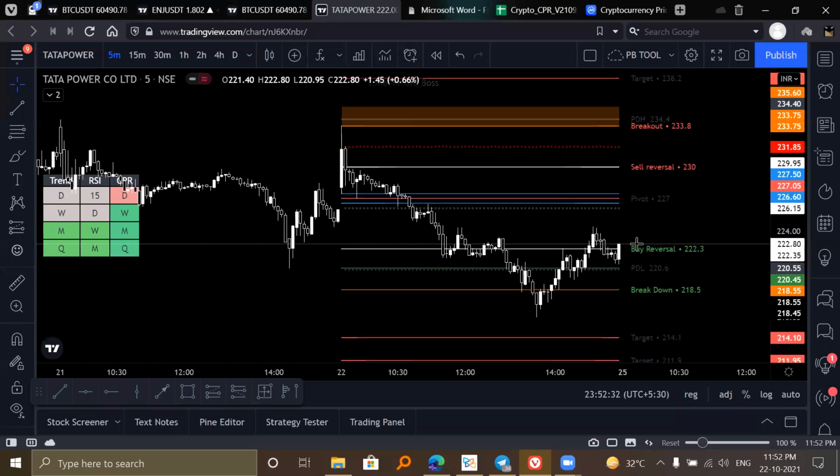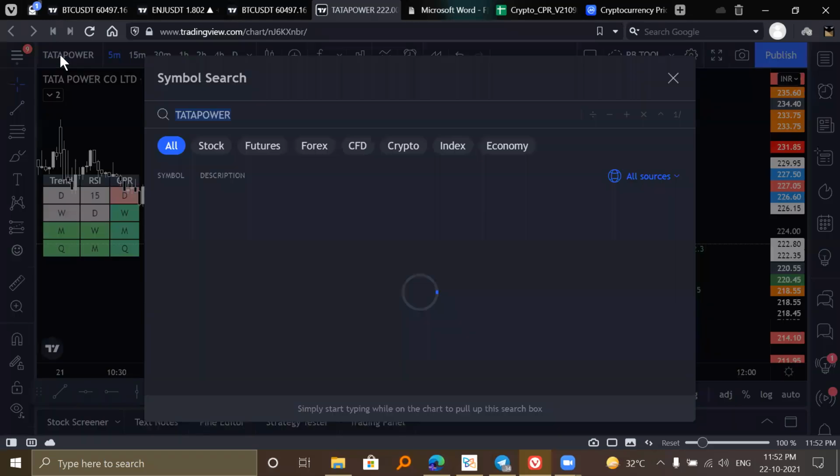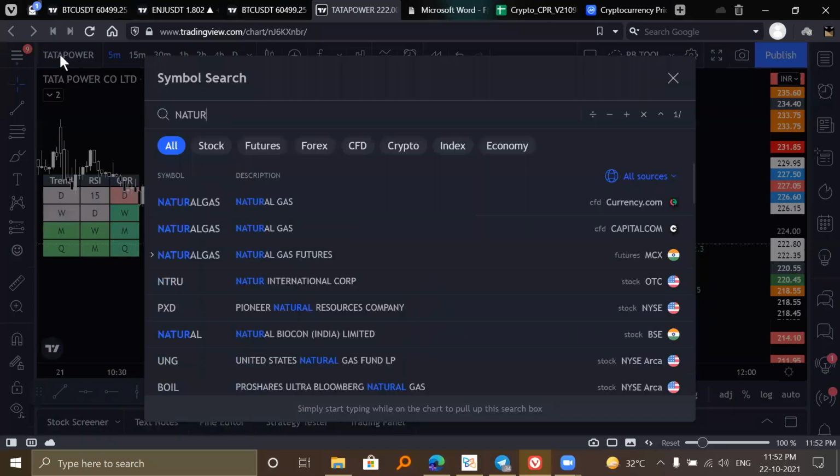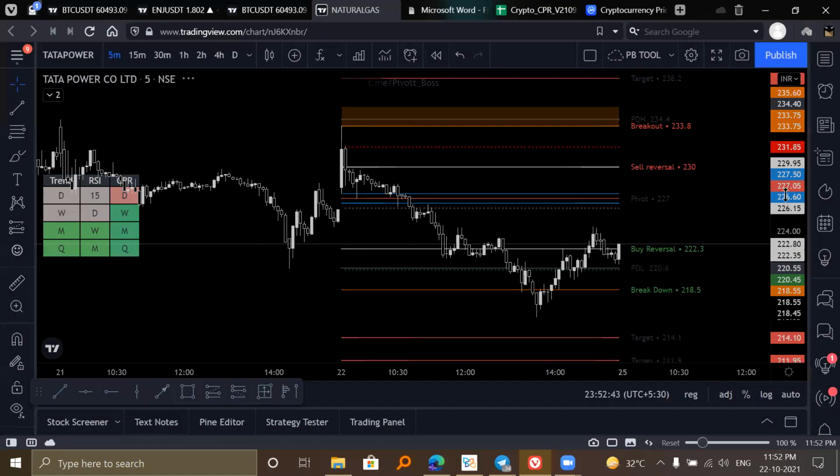See, if you want to see this thing, if it is okay, just switch to natural gas, right? And you can see how beautifully this thing can work for you. You can catch both side momentums. This one.